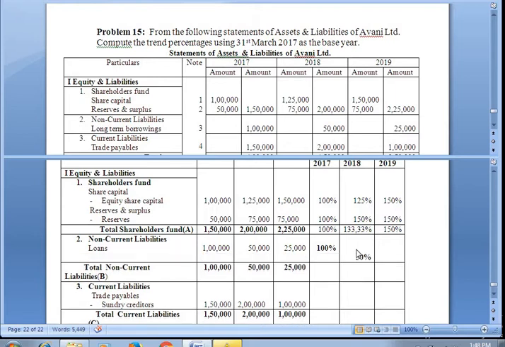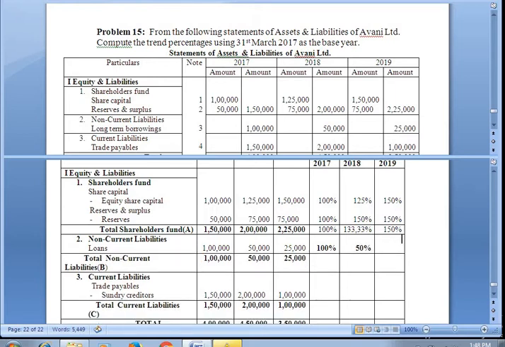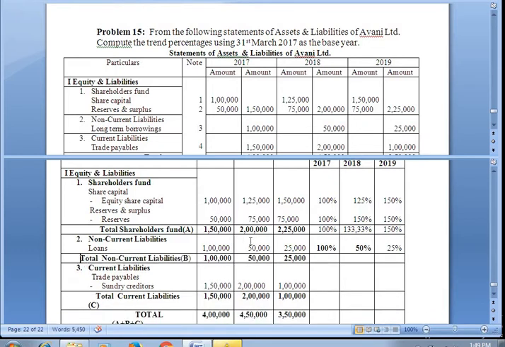Next, the amount of loans for the year 2019 is 25,000. So 25,000 divided by 1 lakh into 100 is equal to 25%. Okay. Next, total non-current liabilities. Here there is only one item, so whatever percentage we have calculated is going to remain the same: 100%, 50%, and 25%.